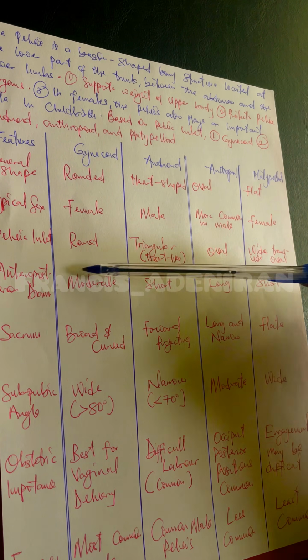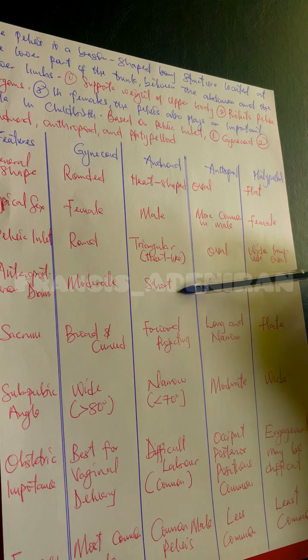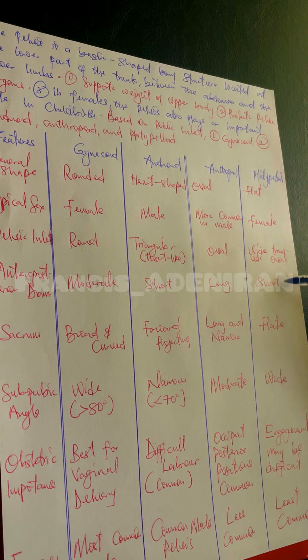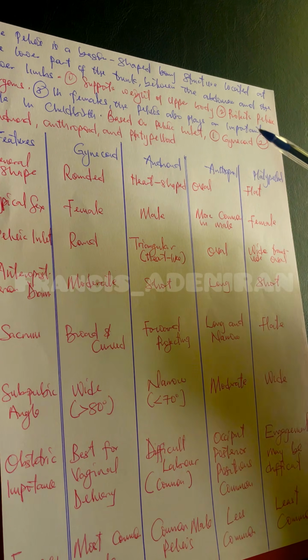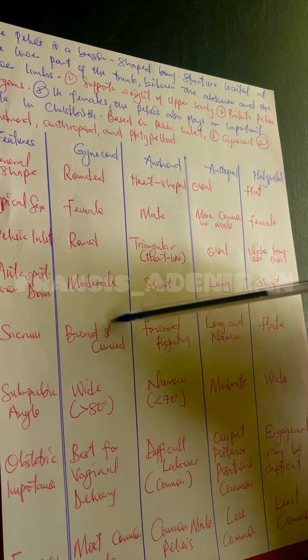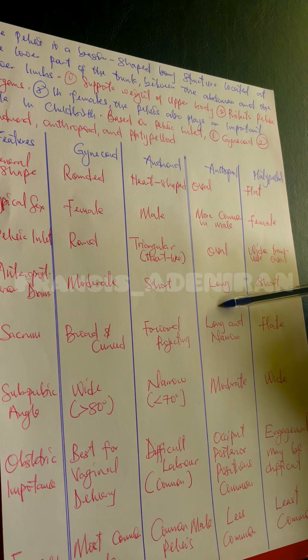So let's talk about the anterior-posterior diameter. For gynecoid, it is moderate. For android, it is short. For anthropoid, it is long, while for platypelloid, it is short. So let's go to the sacrum. This is another feature. For gynecoid, it is broad and curved. For android, it is forward projecting. For anthropoid, it is long and narrow. For platypelloid, it is flat.